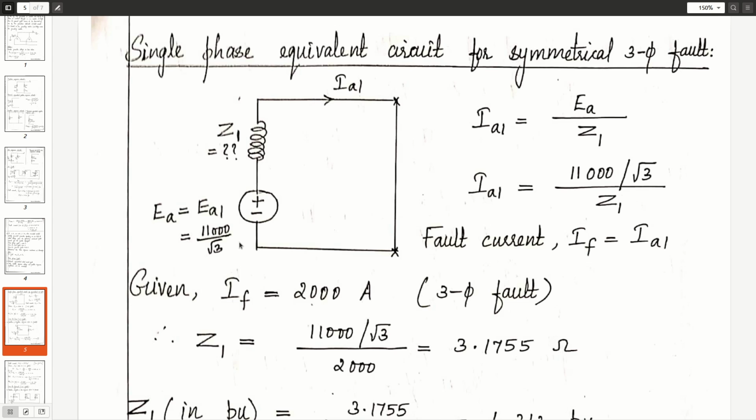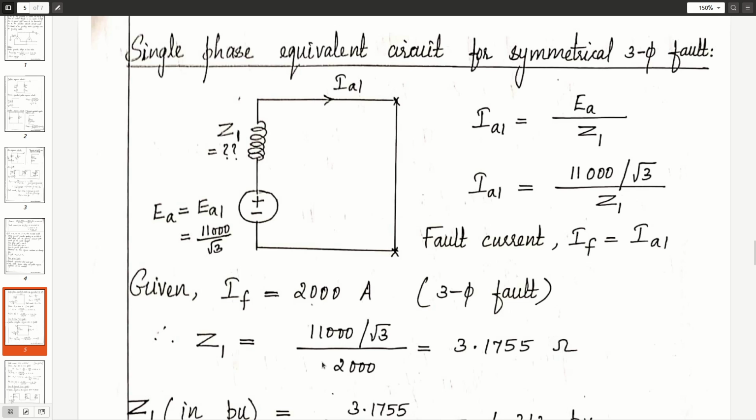11 kV is the line voltage. So we convert the line voltage into phase voltage by dividing it by root 3. So EA is equal to 11 kilovolt by root 3. Now IA1 is equal to EA by Z1, 11,000 by root 3 by Z1. So IA1 is known, unknown is Z1. For a three-phase symmetrical fault, IF is IA1. So we can write Z1 is equal to EA divided by IF, which we got as 3.1755 ohms.